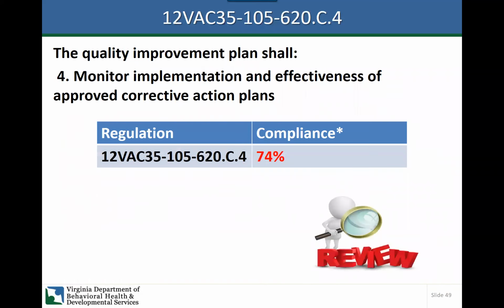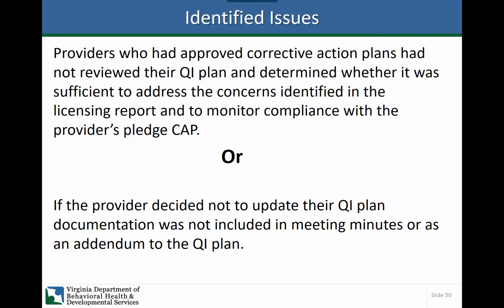So we move to 620C4, and that is that the quality improvement plan shall monitor implementation and effectiveness of approved corrective action plans. This also was low at 74%. So let's look at some of the identified issues. Either providers had corrective action plans and they had not reviewed them in terms of their QI plan, and they hadn't determined whether it was sufficient to address the concerns identified in the licensing report and to monitor compliance with their CAP. Or if they decided not to update their QI plan, there was no documentation included in their meeting minutes or as an addendum to the QI plan.